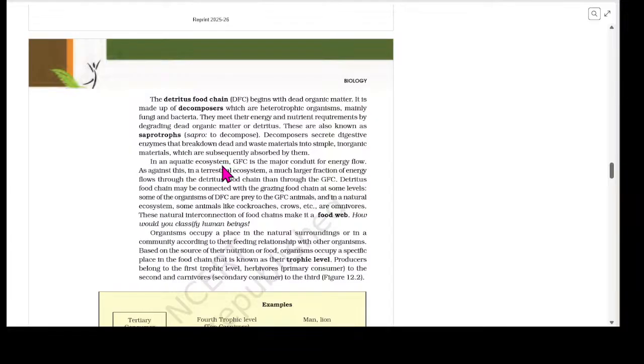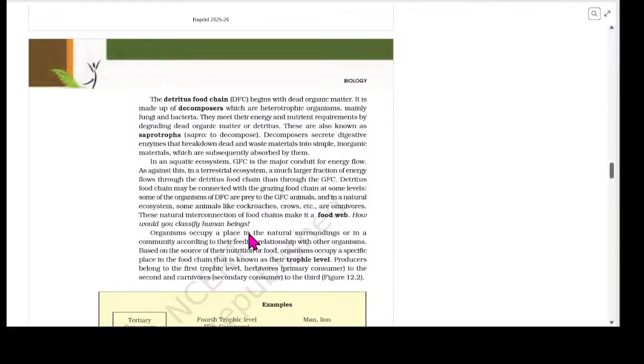In an aquatic ecosystem, GFC is the major conduit of energy flow. As against this, in a terrestrial ecosystem, a much larger fraction of energy flows through the detritus food chain than through the grazing food chain. Detritus food chain may be connected with the grazing food chain at some level. Some of the organisms of DFC are prey to the GFC animals. And in a natural ecosystem, some animals like cockroaches, crows, etc., are omnivores. This natural interconnection of the food chains makes the food web. How would you classify human beings?